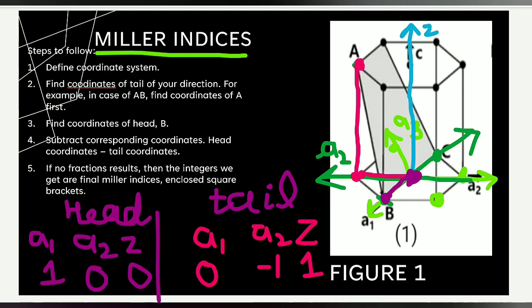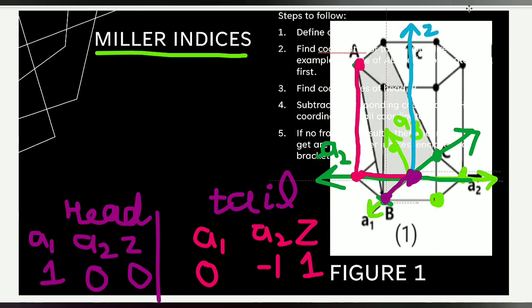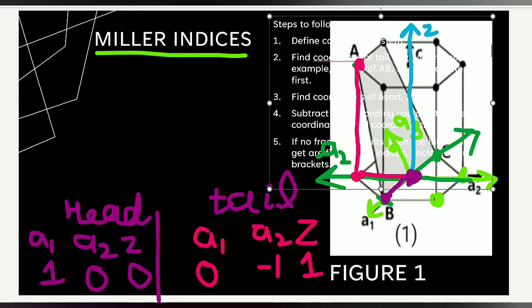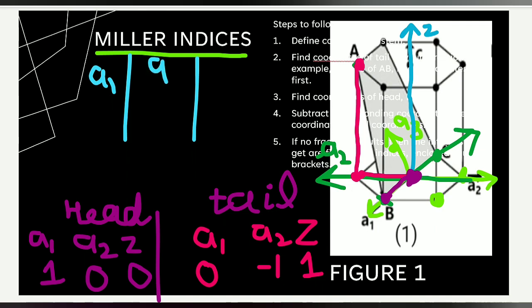Now what we have to do is to subtract the head coordinates with the tail coordinates. Okay, so the order matters. Head coordinate comes first minus the tail coordinate. And let me put that text in some other position. Okay, our direction, that doesn't matter, so that we can subtract. For A1, let's say first of all we'll do it for A1, then we'll do it for A2 here, and here we'll do for Z.